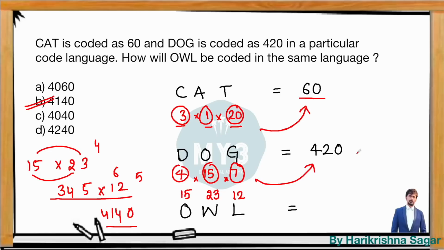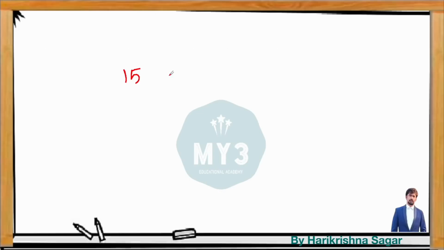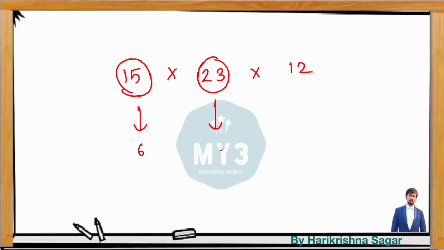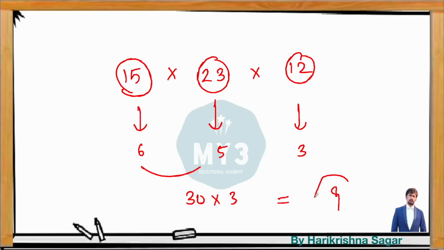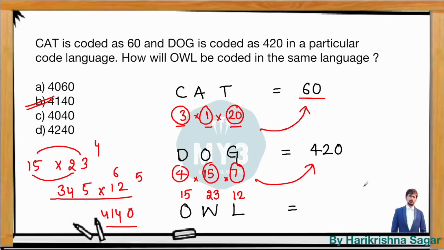And still if you don't want to solve, you can also use digital sum method. What are the numbers we are having? 15 into 23 into 12. So you can use digital sum logic like this. What is the sum of the digits here? 6. What is the sum of the digits here? 5. What is the sum of the digits here? 3. What is the product of these numbers? 6 into 5 is 30. 30 into 3 is 90. That means finally the digital sum of the result is 90. That means 9. So you can check the answer or results where the digital sum is matching with 9.